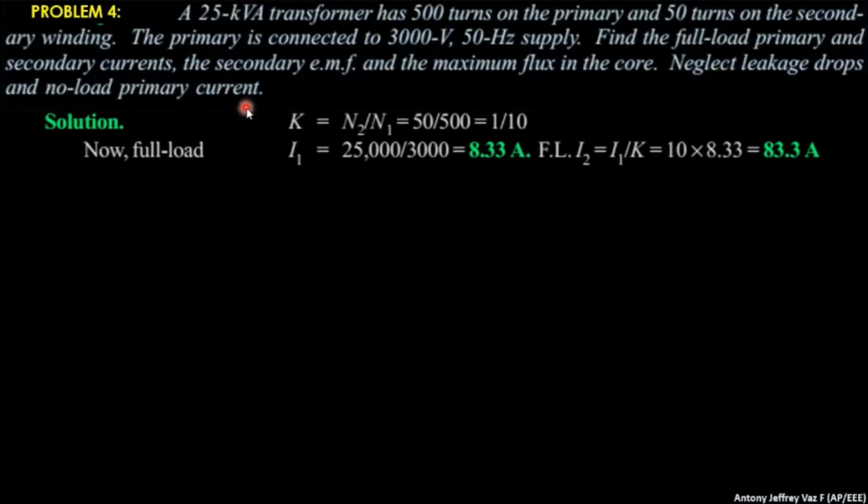Okay, let us find. From the turns ratio, N1 and N2, you can find the turns ratio K. K is equal to N2 divided by N1. You get 50 divided by 500 is 1 by 10, which is nothing but 0.1.